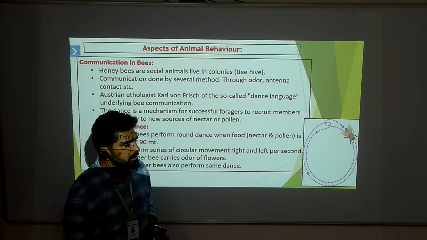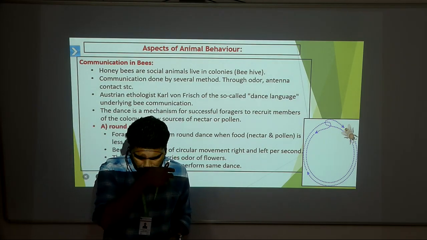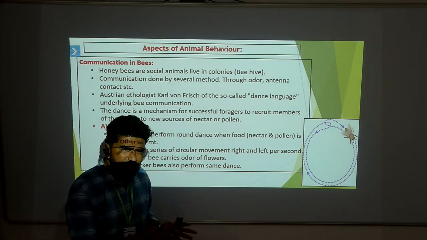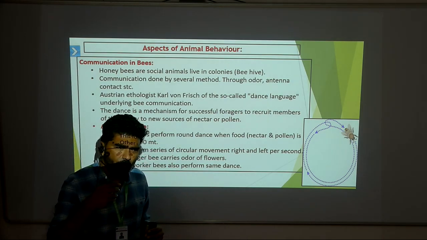First is the round dance. The bees that perform it are foraging bees.